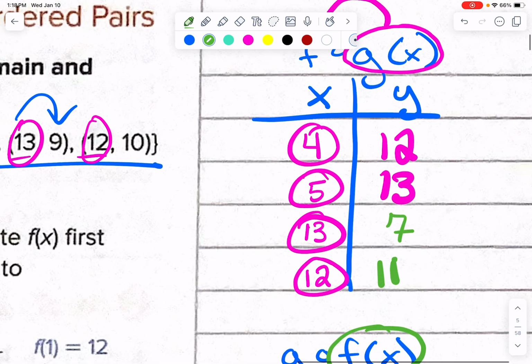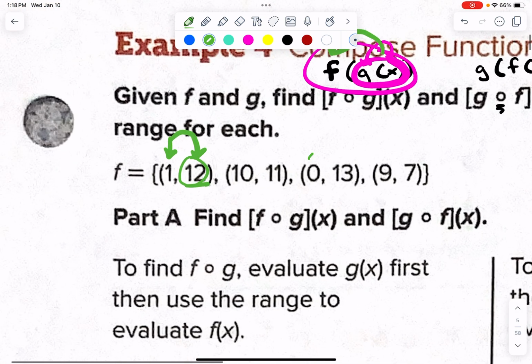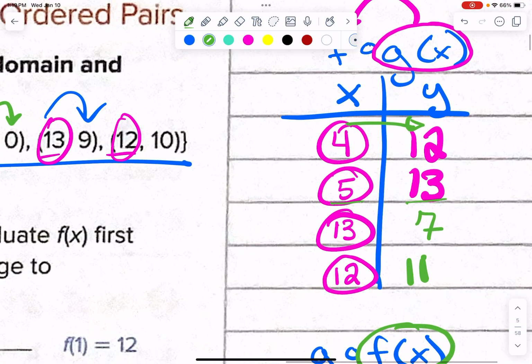So 4 became $12. Then if I start with 5, 5 went to 0, and 0 over here becomes 13. So 5 becomes 13. And we did it like that.